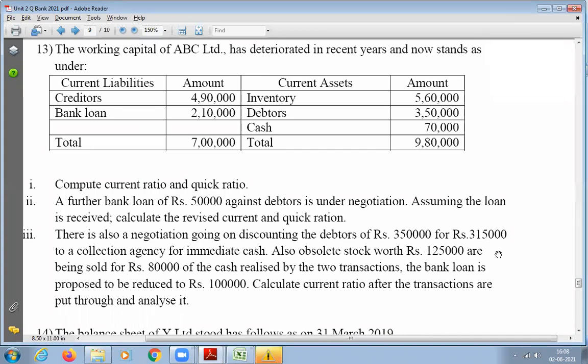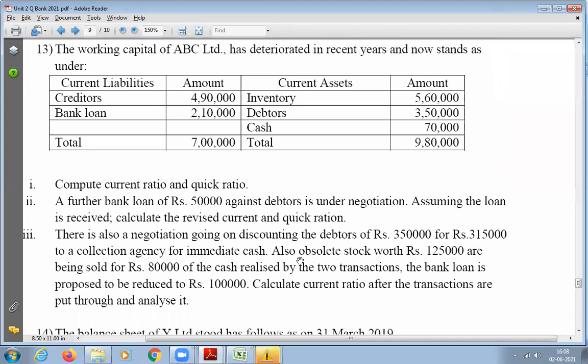So they are going to get only 3.15 lakhs because they need cash more. That is why they are doing this. They're discounting the debtors, and immediately they'll get the cash of 3.15 lakh.